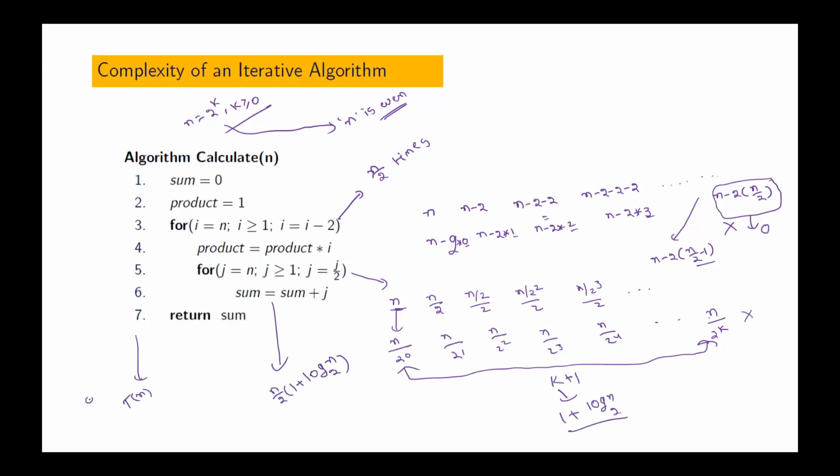Order of growth of T(n) is n log n, to the base 2. Correct, no? Is there any confusion? Is there any doubt?